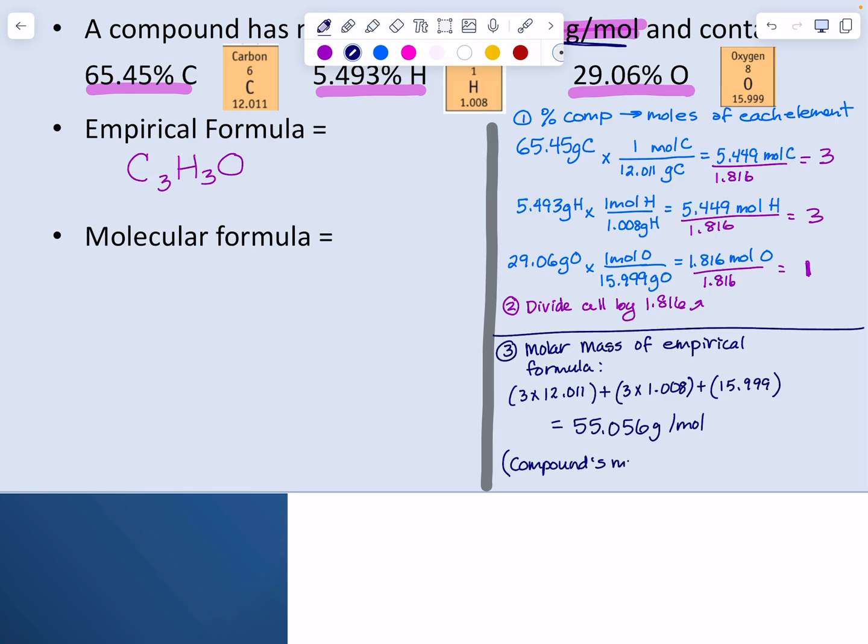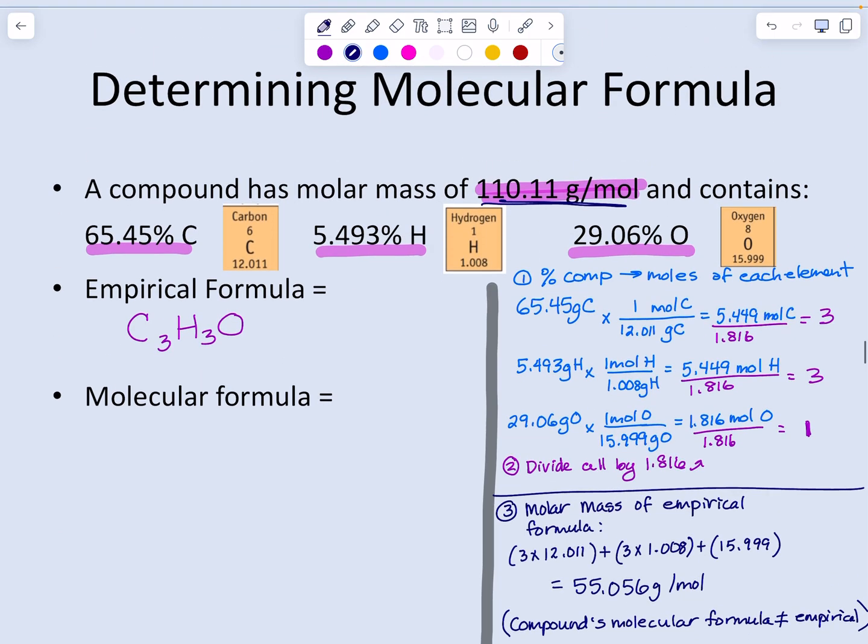The compound's molecular formula does not equal the empirical. Okay. All right, so to get our molecular formula, we're going to divide the measured molar mass. It's not the same thing as measuring a mass, right? To determine a molar mass, you've got to do a more sophisticated experiment than putting something on a balance. So our measured molar mass is 110.11 grams per mole.